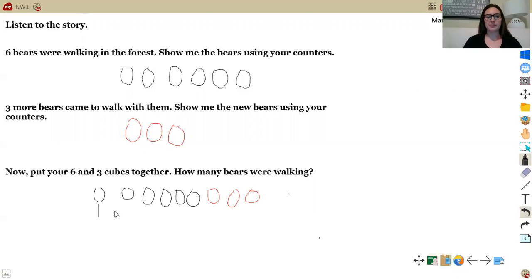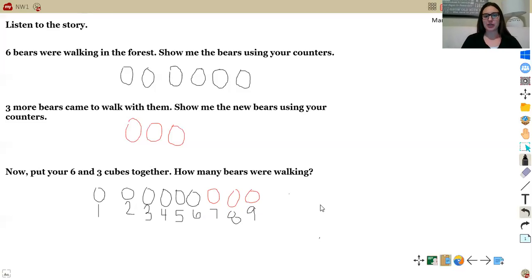So I'm going to go 1, 2, 3, 4, 5, 6, 7, 8, 9. So now I can see that there were 9 bears walking all together.